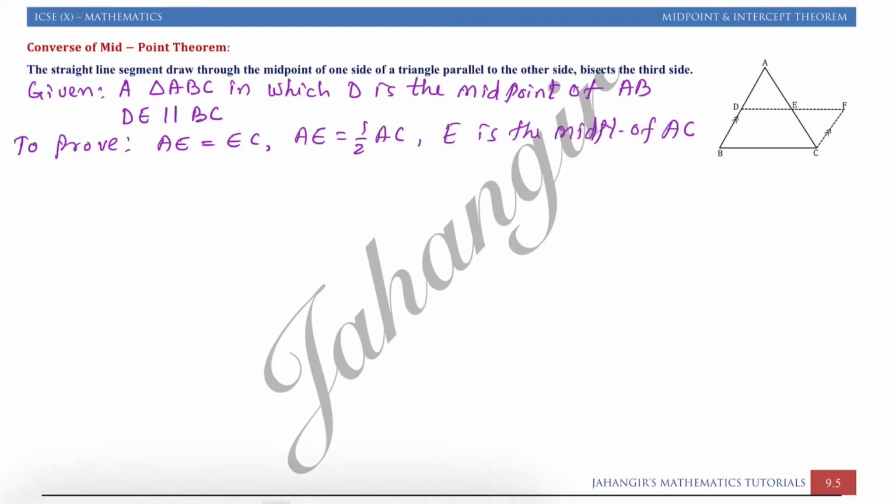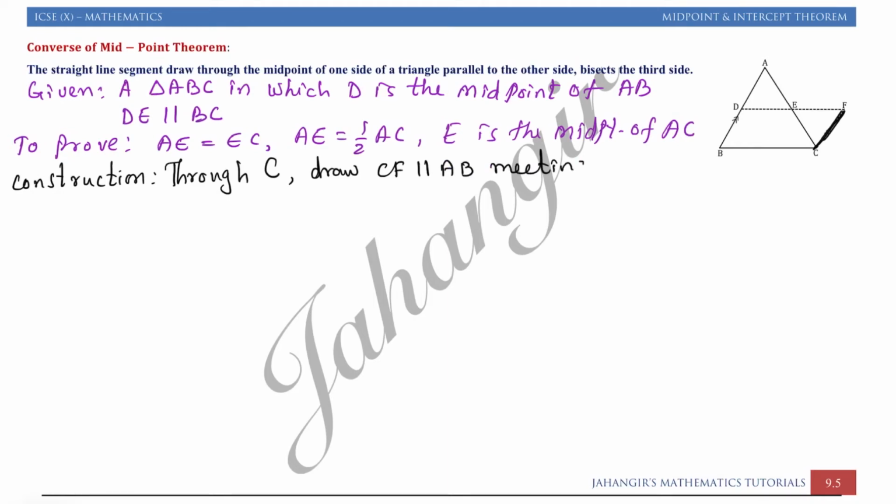So here also we have to do a construction, which you can see already done. Through C, draw CF parallel to AB, meeting DE produced at F. Same construction we are writing. Now the proof.